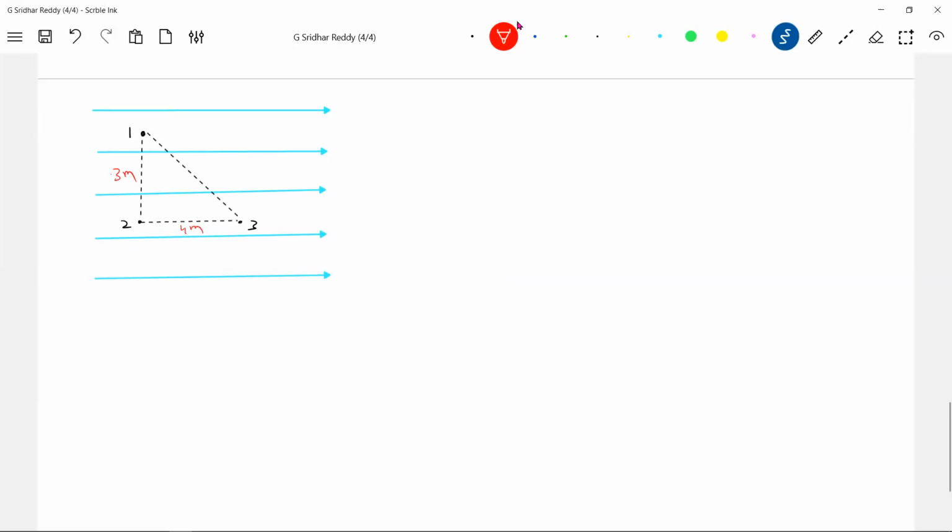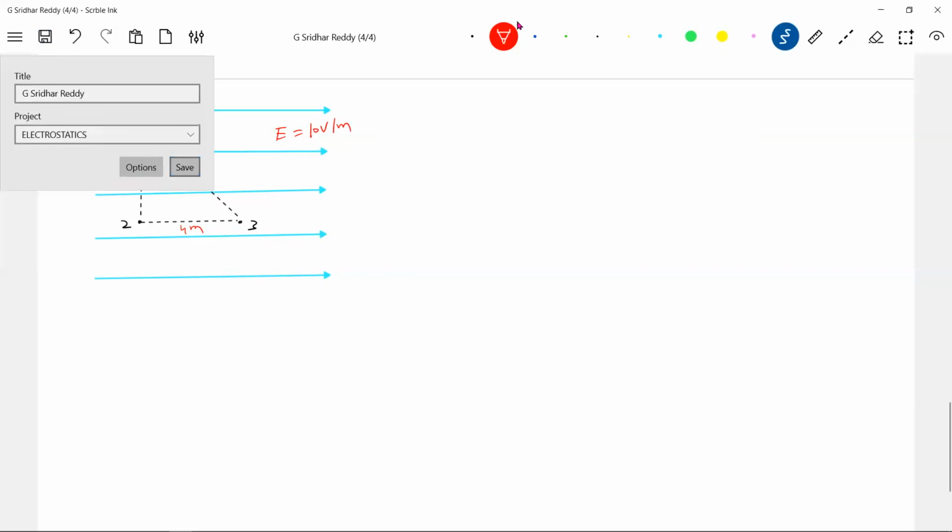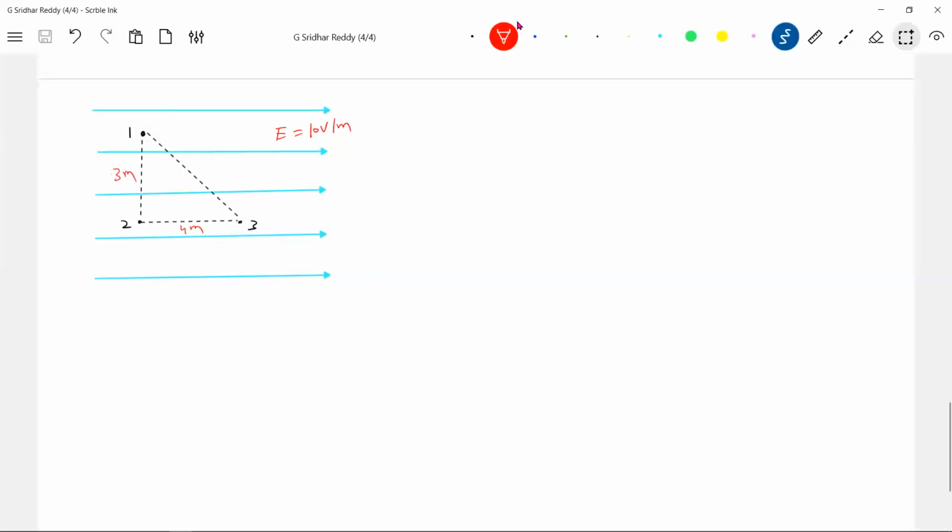Let this distance be 4 meter. The uniform electric field, let it be 10 volt per meter. Now, already you know equipotential points. Can you remember something we have discussed, the equipotential idea? So what are the equipotential surfaces for a uniform field? It should be perpendicular. This is the equipotential line.